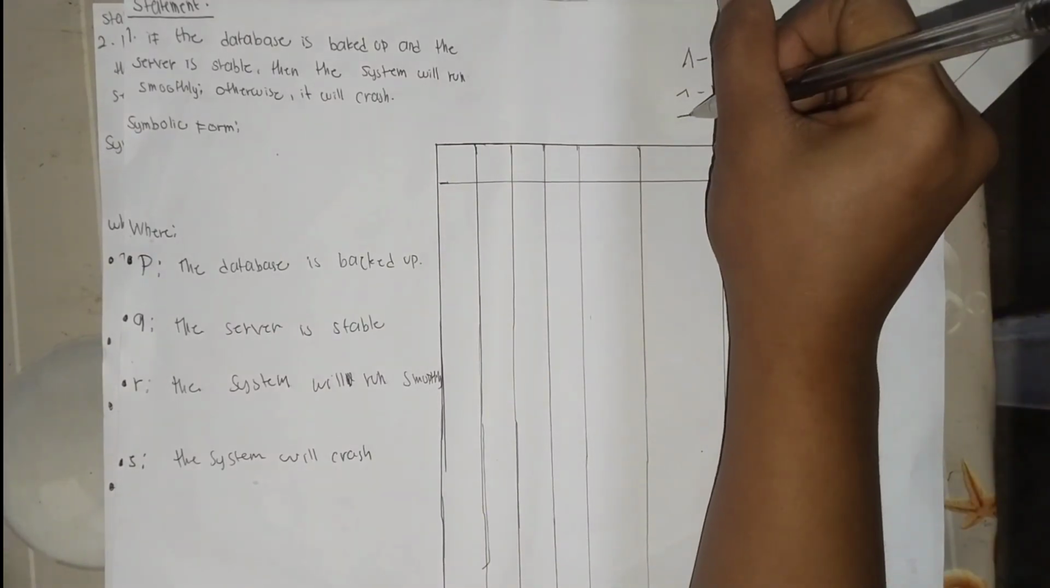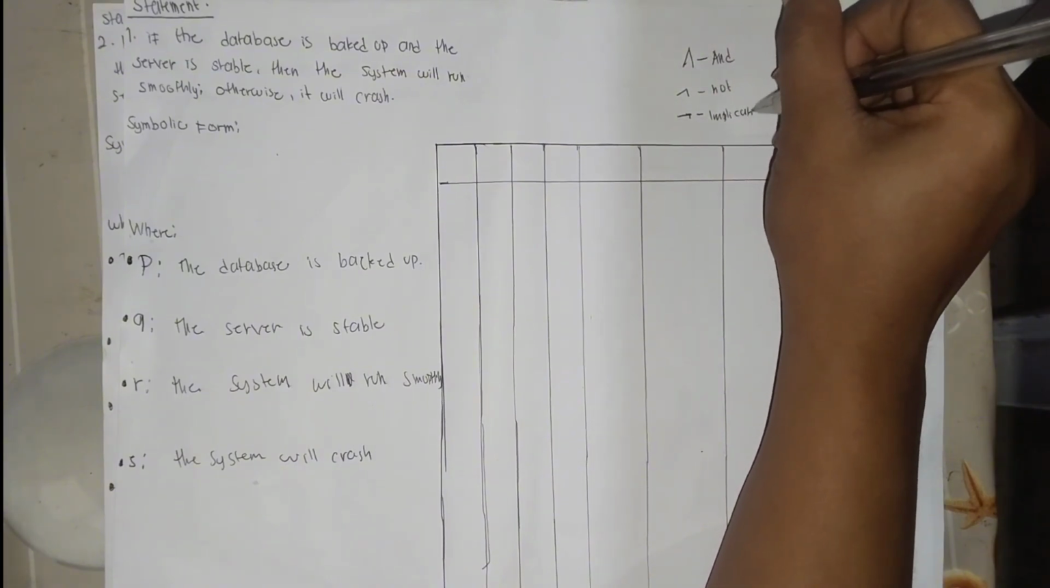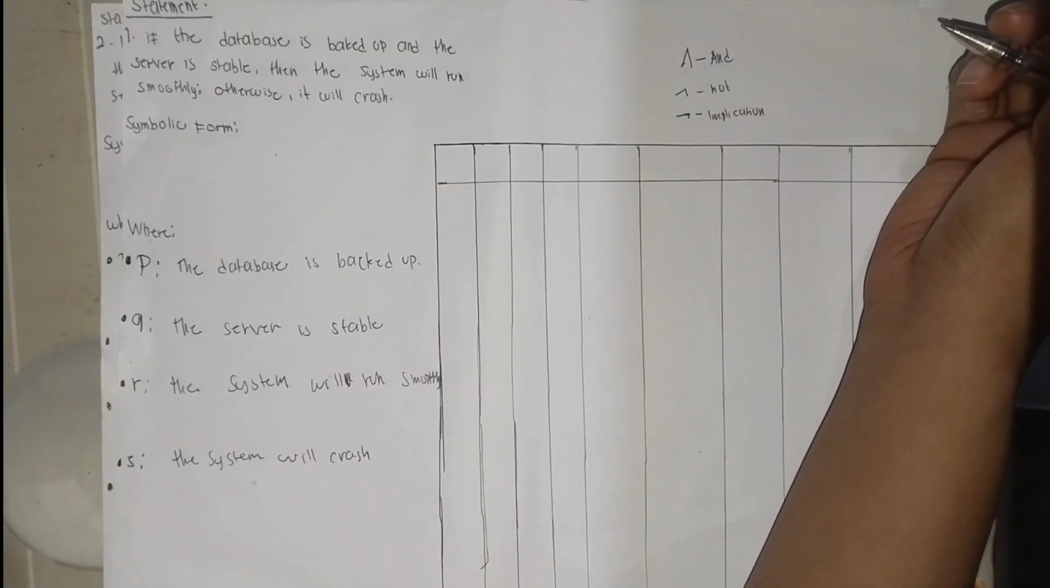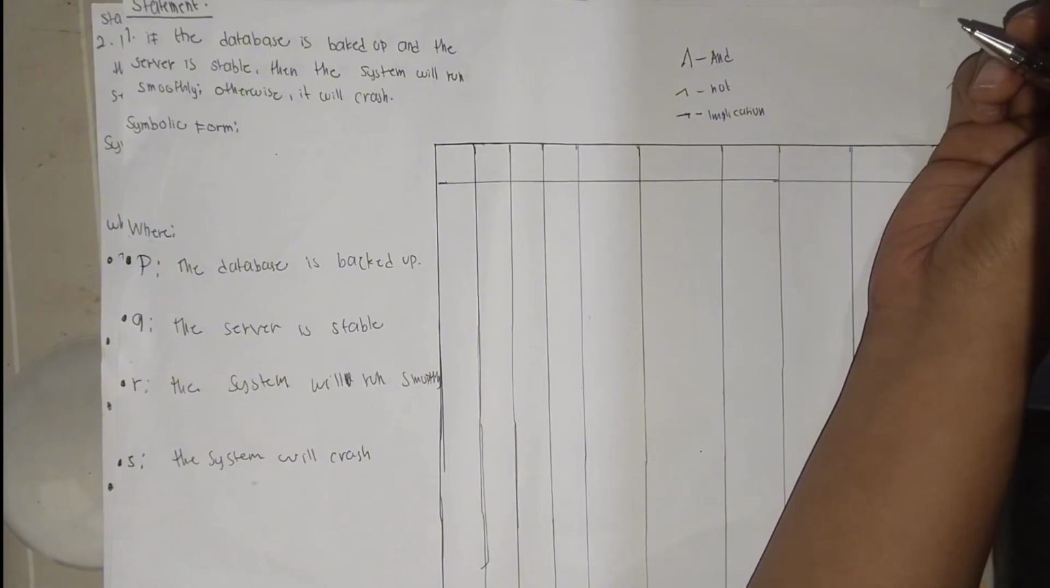And then next is implication. This is if-then. For the statement if P then R, it means it's only false when P is true and R is false.